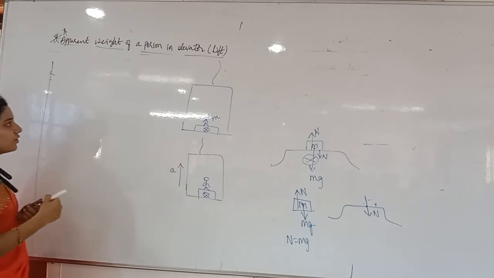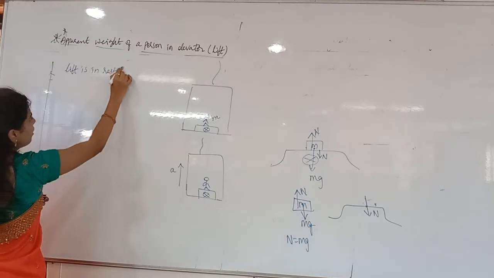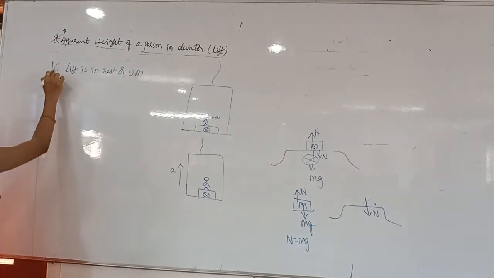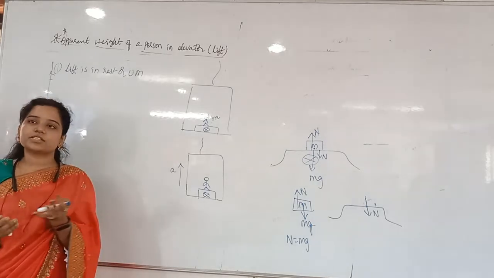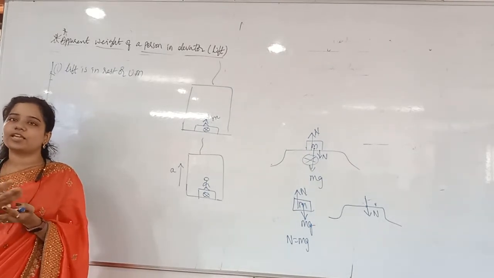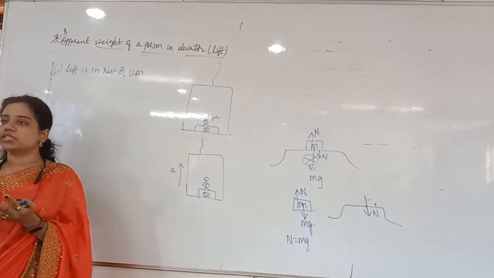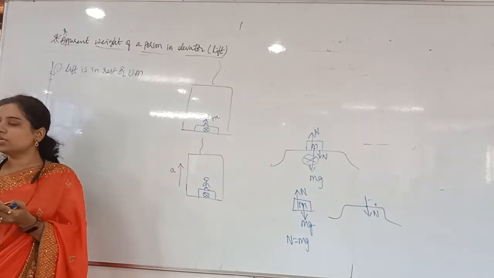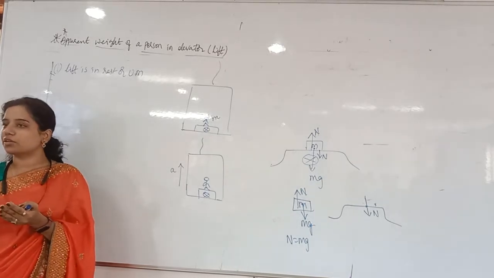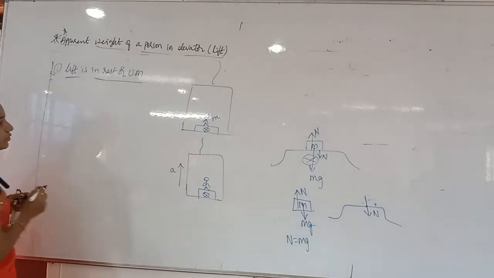Now, in this case, first of all, whenever the lift is at rest or in uniform motion. What do you mean by uniform motion? Constant velocity. Uniform motion, nothing but the body is moving uniformly with a constant velocity. Constant velocity, nothing but acceleration is how much? 0. There is no acceleration for the body. It is just moving under uniform motion, uniform velocity. So here, lift is at rest or in uniform motion.